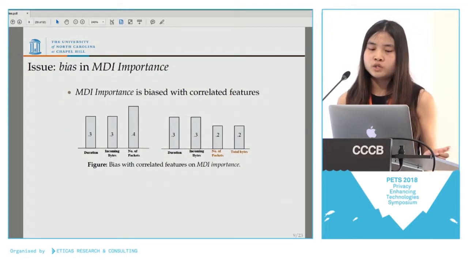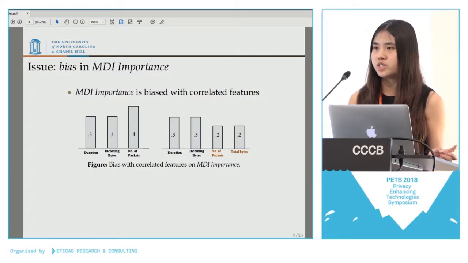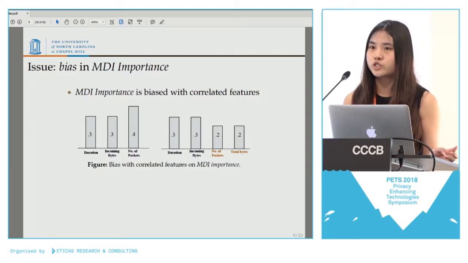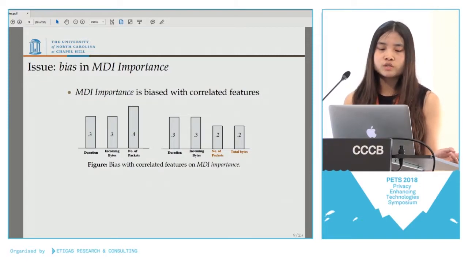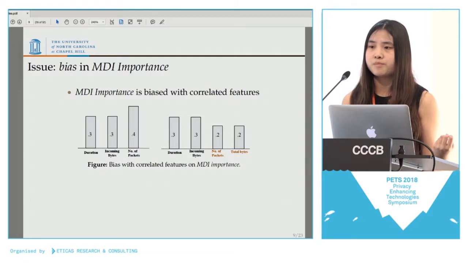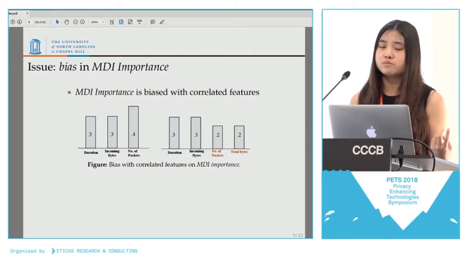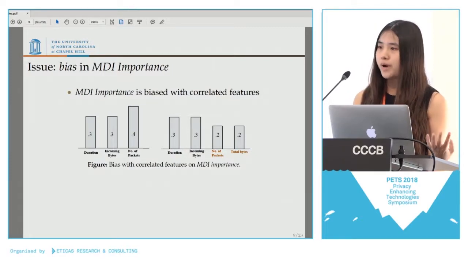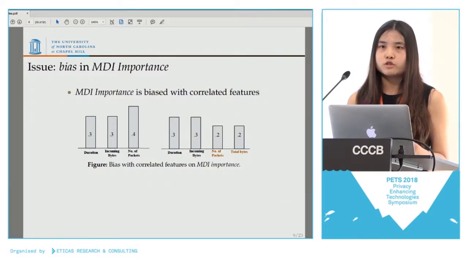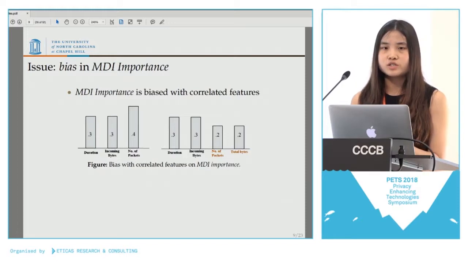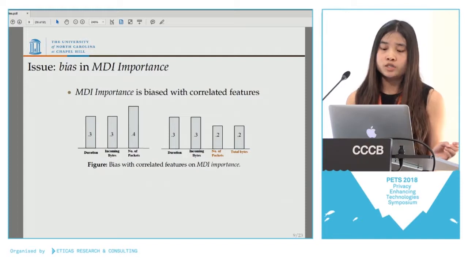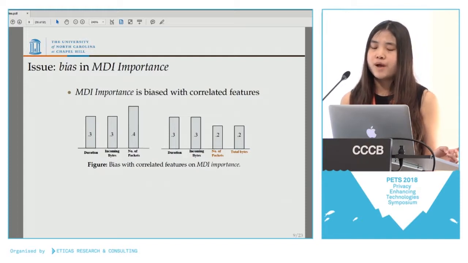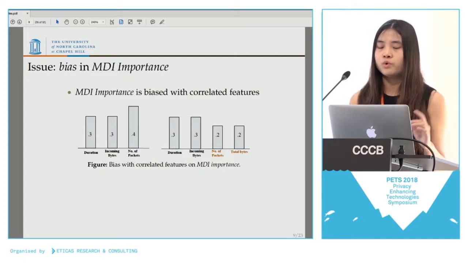However, one potential issue with MDI importance is that it is biased with correlated features. So what does that mean? Suppose we have three unrelated features, trace duration, incoming bytes, and number of packets, and their MDI importance is 0.3, 0.3, and 0.4. And if we add one more feature, total bytes, and suppose we are transmitting our packets in a fixed size, in that case, total bytes and number of packets will be correlated with each other. And the MDI importance of number of packets may decrease from 0.4 to 0.2.